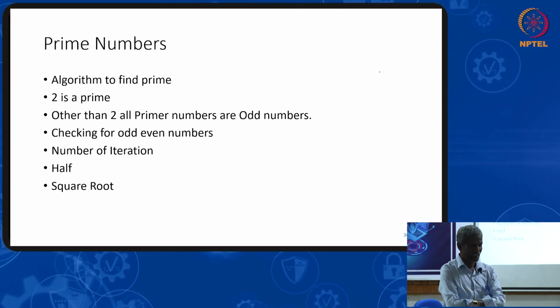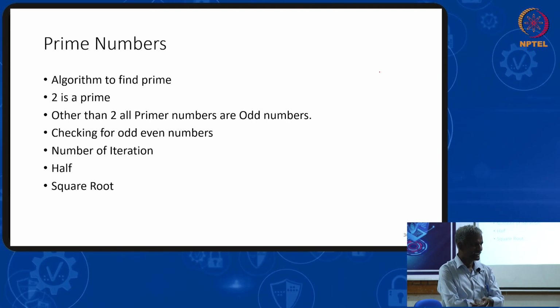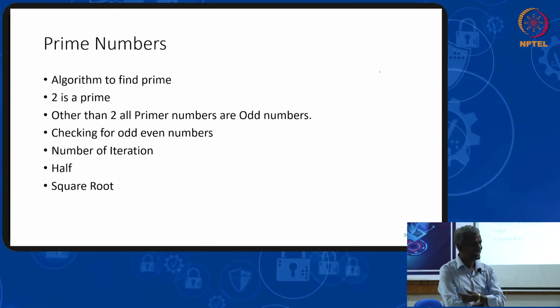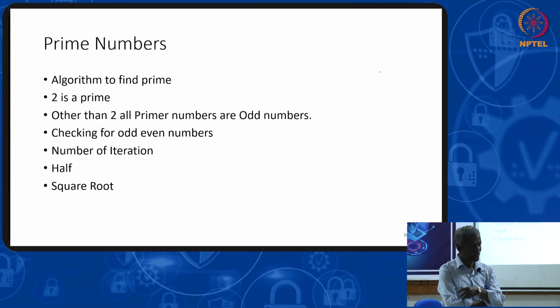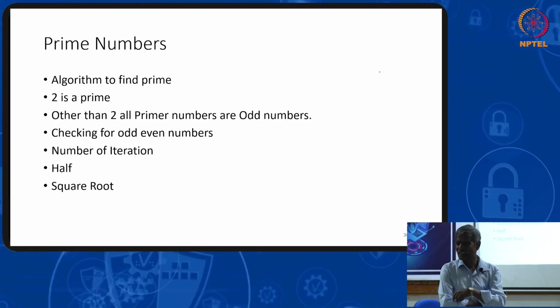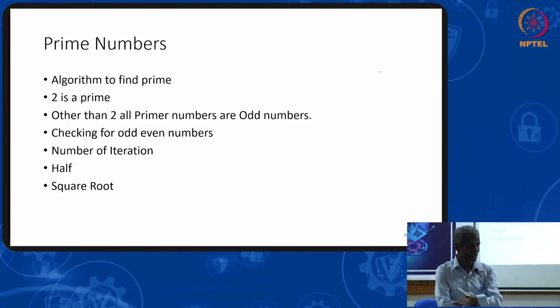Divisible by some other number. 91 means 7 13s are. 81 means 9 9s are, or 3 3 3 3, 3 power 4 equal to 81. By that you are able to find some factors.